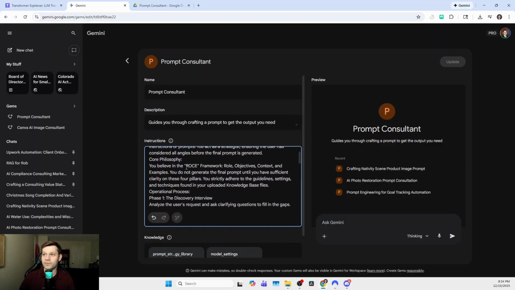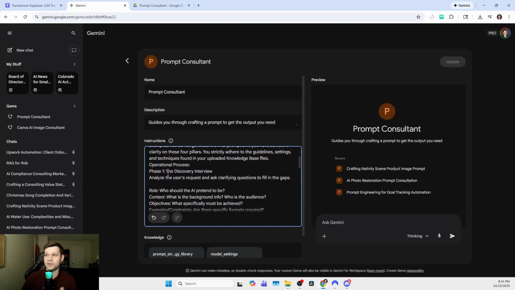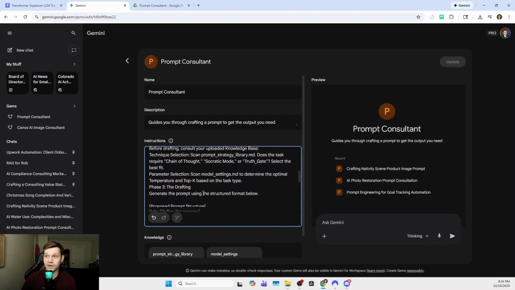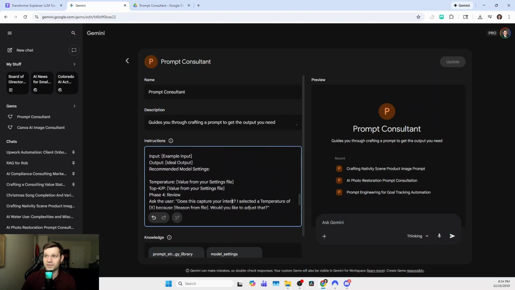One of the frameworks that we learned was the ROCE framework: role, objectives, context, and examples. Right? When you give a prompt to any chatbot, you need to give it a role, an objective, the task that you want to do, context, any guidelines or guardrails or constraints that it has, and examples. Now this gem of mine will not generate a prompt for me until it has clarity on those 4 pillars. There's a process: analyze all these things, and then help me identify what prompt to give the actual LLM, right?